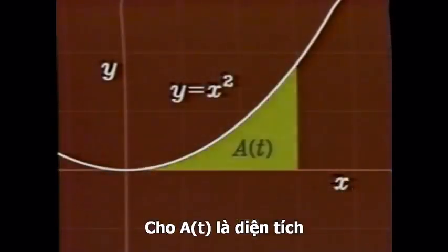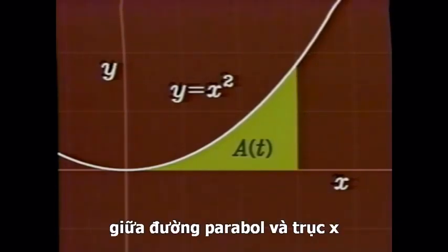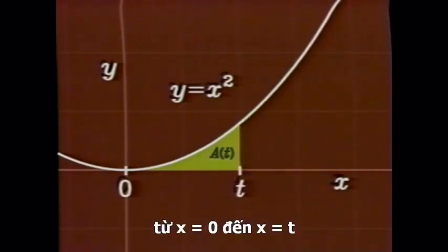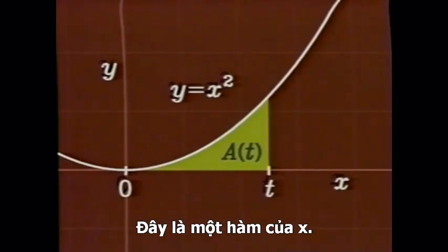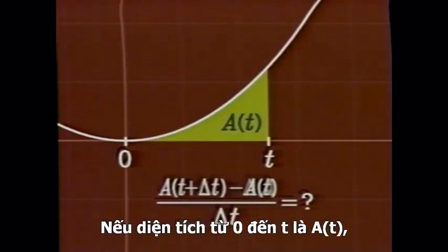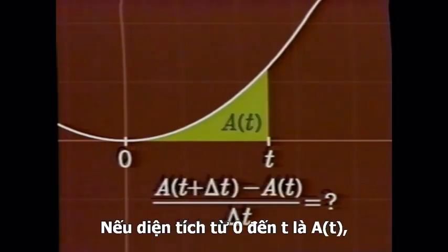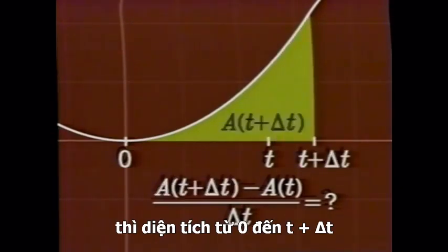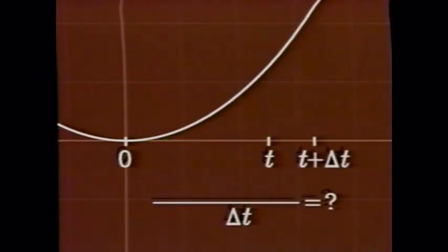Let A(t) denote the area between the parabola and the x-axis, from x equals 0 to x equals t. This is a function of t. Try to find its derivative, dA/dt. If the area from 0 to t is A(t), then the area from 0 to t plus delta t is A(t) plus delta A.